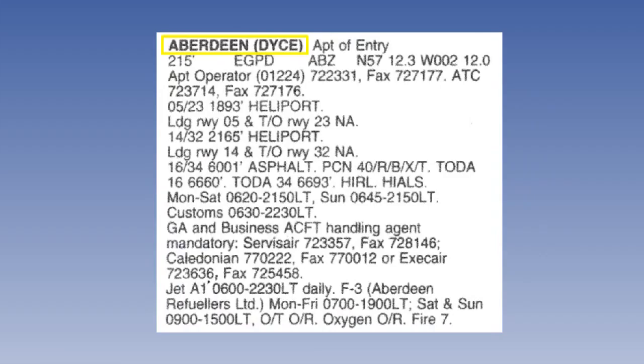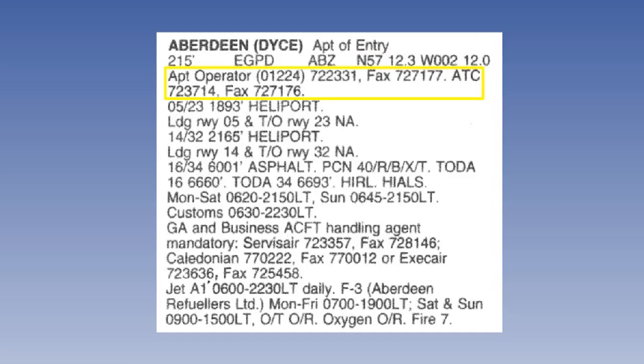The main location name is Aberdeen, shown in bold capitals, followed by Dyce in brackets, which is the name of the airport. It is an airport of entry, meaning that it can be used as the first port of entry into the United Kingdom from overseas. The airfield elevation is 215 feet. The ICAO designator is Echo Golf Papa Delta. The IATA designator is Alpha Bravo Zulu, followed by the geographical coordinates of the airfield datum.